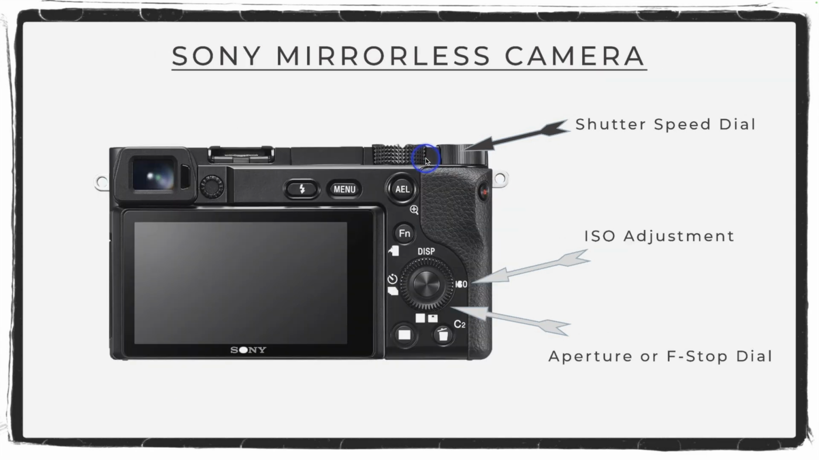Next thing we have is a Sony mirrorless camera. So our shutter speed dial on this camera is this button right here. This is the command dial. This is our shutter speed. So we're going to spin that. And just so you know, different manufacturers spin different directions. All right, so some are clockwise and some are counterclockwise.